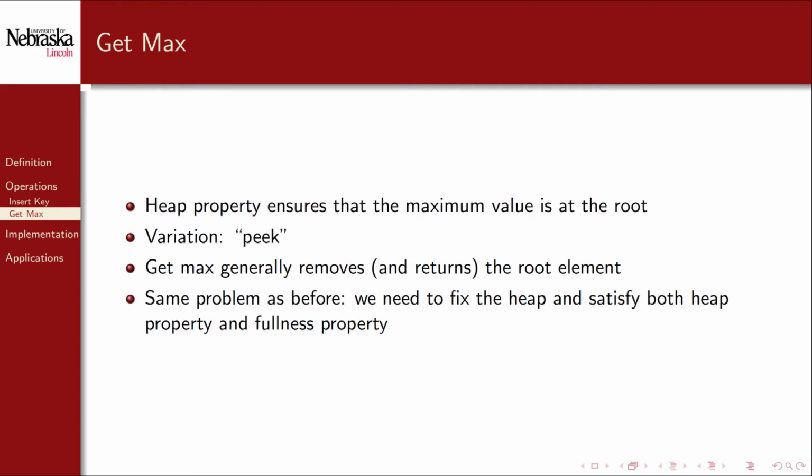The other operation is the getMax operation. The heap property here helps us, as the maximum value is always guaranteed to be at the root. As a variation on this, we could support a peek-max operation that retrieves but does not remove the root element. Otherwise, by default, the getMax operation generally removes and returns the maximum element. However, we have the same problem here as before. Removing the root element leaves a gap in the heap that we need to fix.